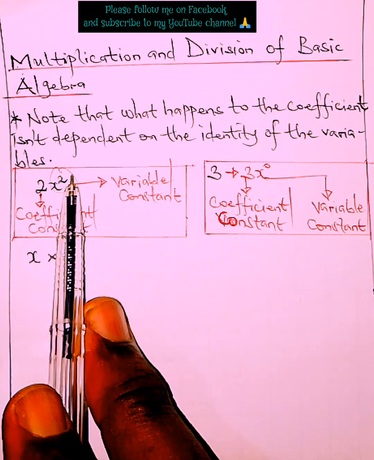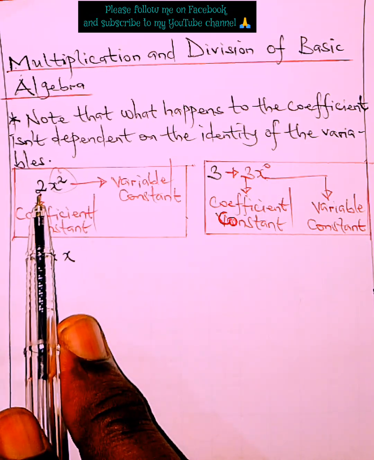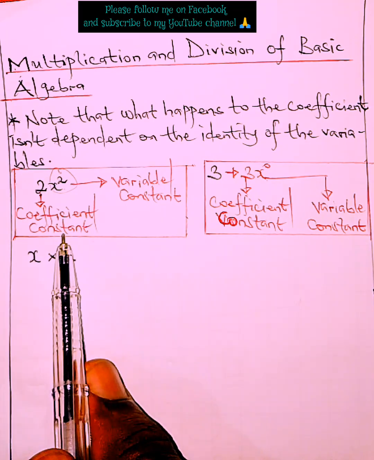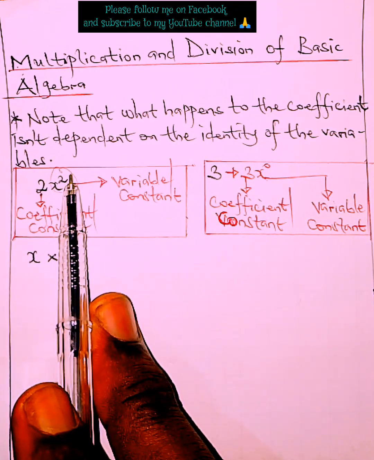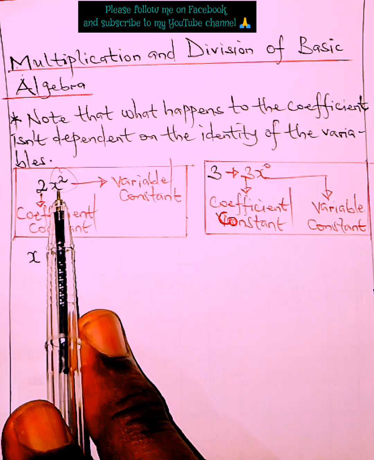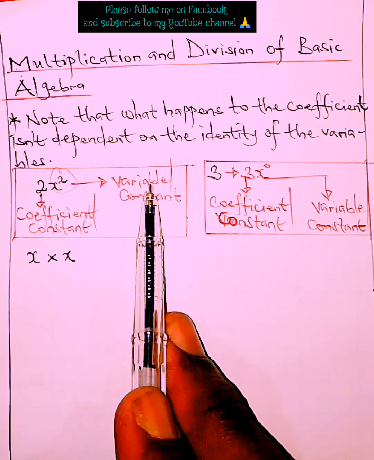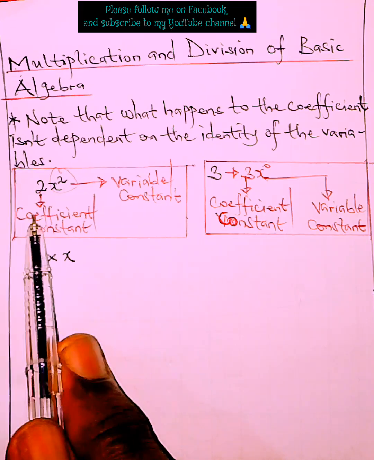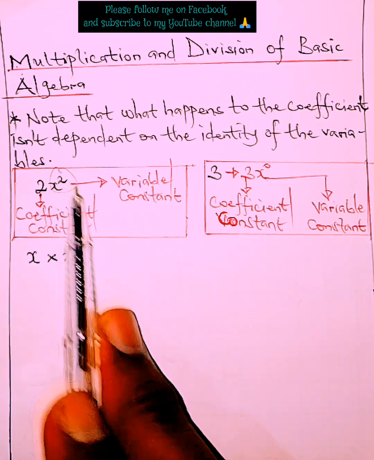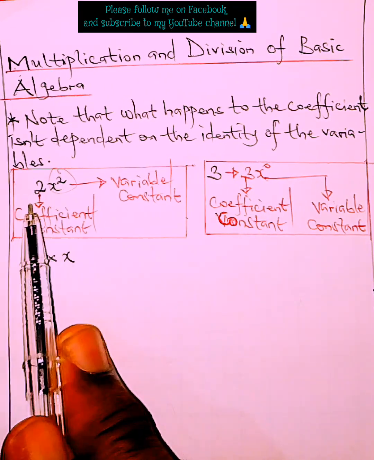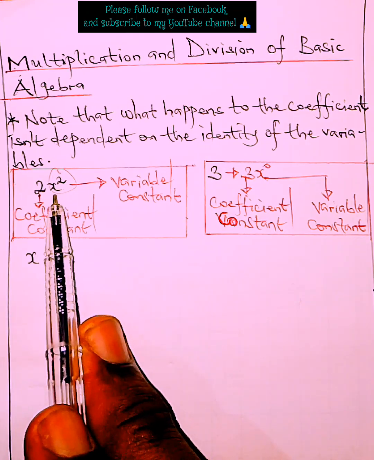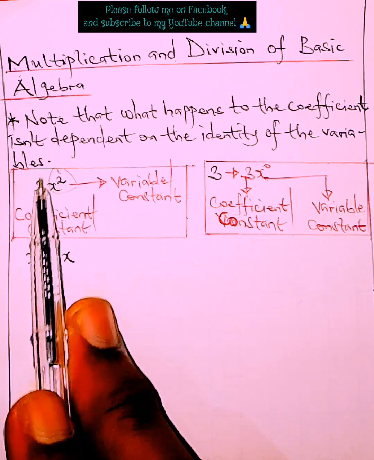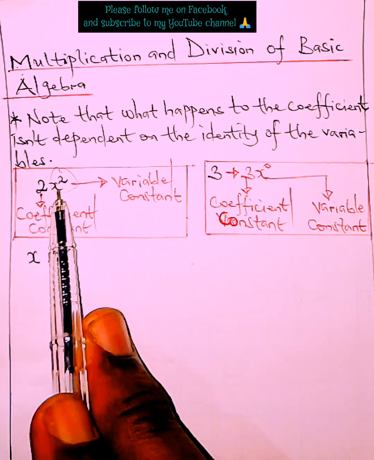Now look at this. When we have 2x squared, don't forget that the 2, or any of the figures we have, is known as the coefficient or constant, while the x raised to power 2, that is the letters or the alphabet, is known as the variable. So the 2 here is a coefficient, while the x raised by 2 is a variable. We can break down either the coefficient or the variable into two parts, which are the base and the power. So this is 2 raised by 1, and this is x raised by 2.